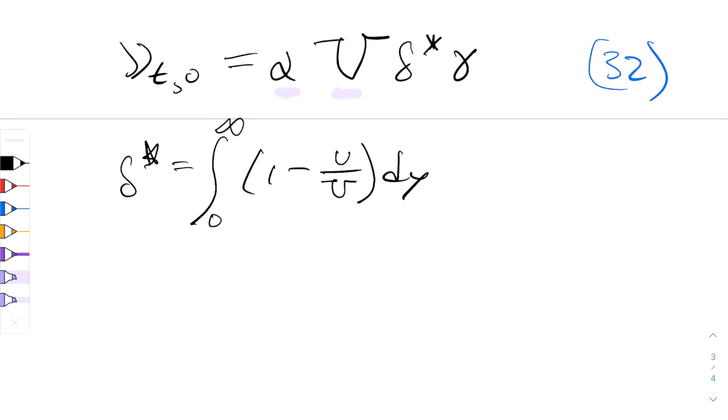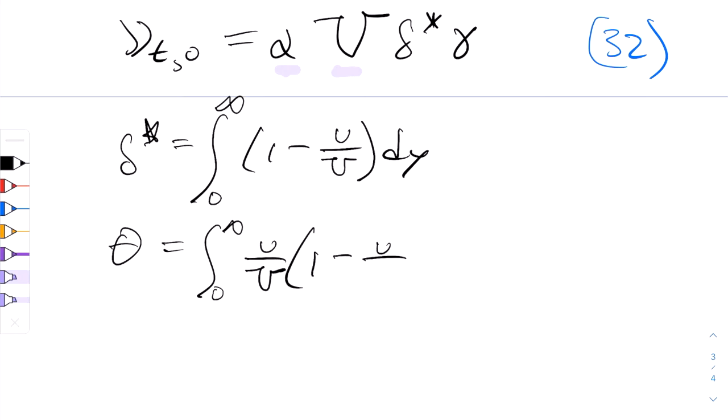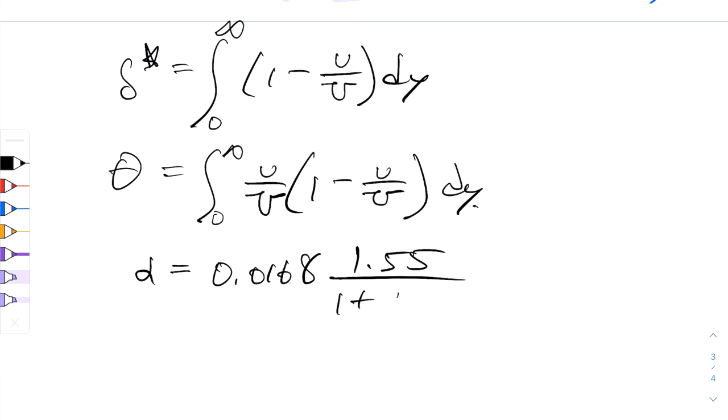The function alpha is dependent on the so-called local Reynolds number within the flow based on the momentum thickness. And we need to define, of course, momentum thickness also. So theta will be the integration from 0 to infinity of u over U times 1 minus u over U dy. Here, Cebeci and Smith proposed alpha as 0.0168 times 1.55 all over 1 plus capital pi. Pi, of course, is a factor. I decided alpha should be its own equation too, 33, because it's so important.